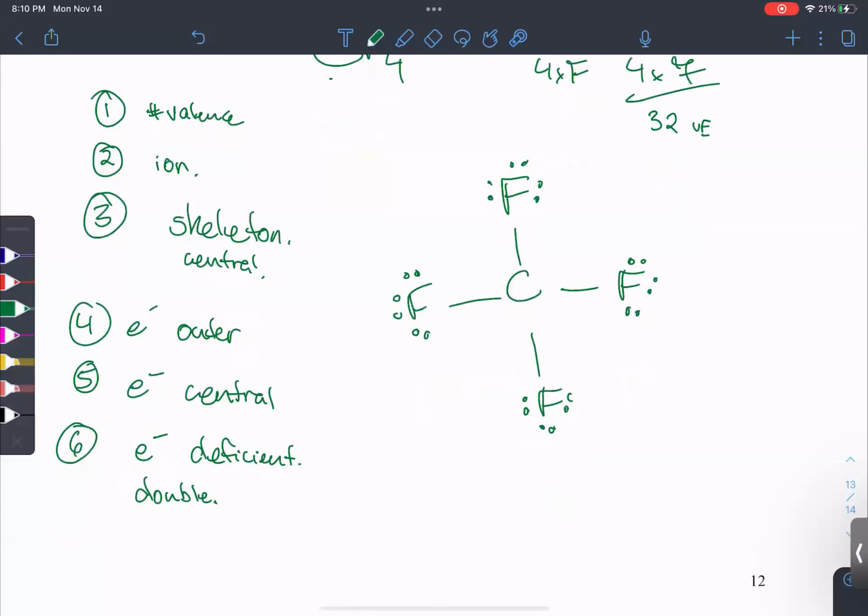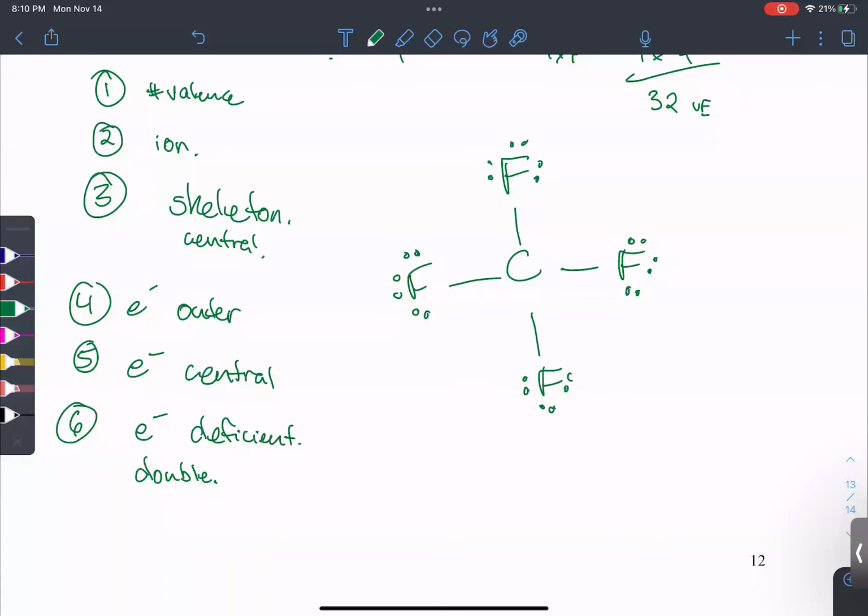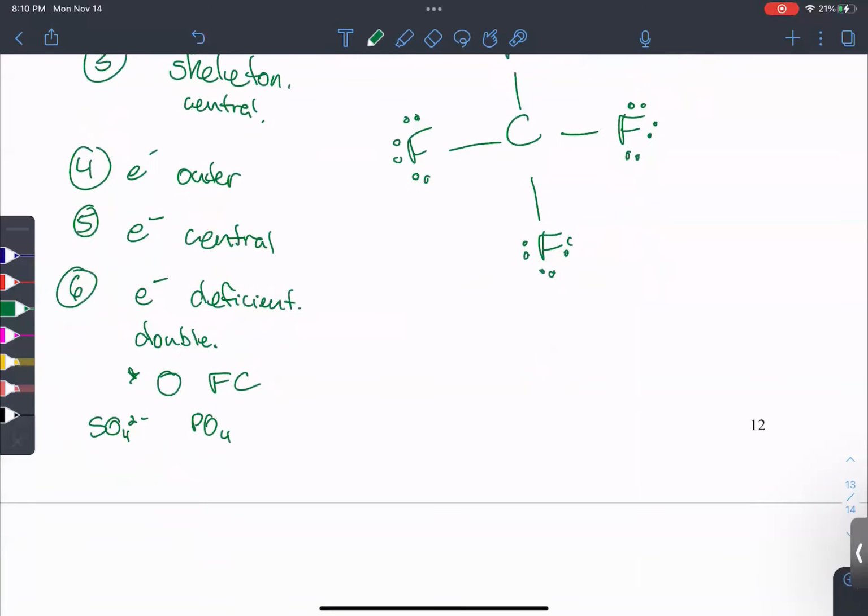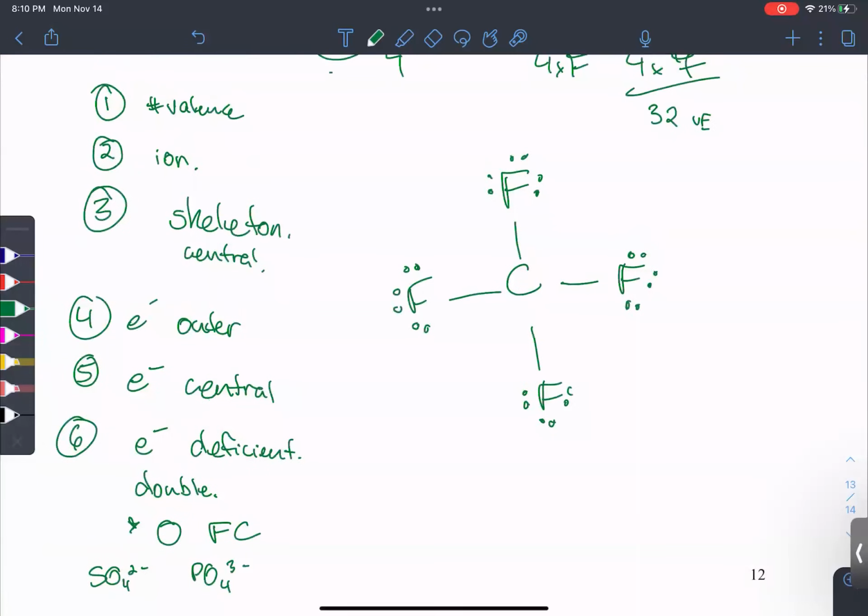All right, to fulfill its octet. Also in step 6, sometimes we make double bonds because we want the central atom to have a formal charge of 0. Examples are sulfate and phosphate, where we make double bonds so the central atom has a formal charge of 0. So those are 2 examples. Those are the 6 steps. It works every time.